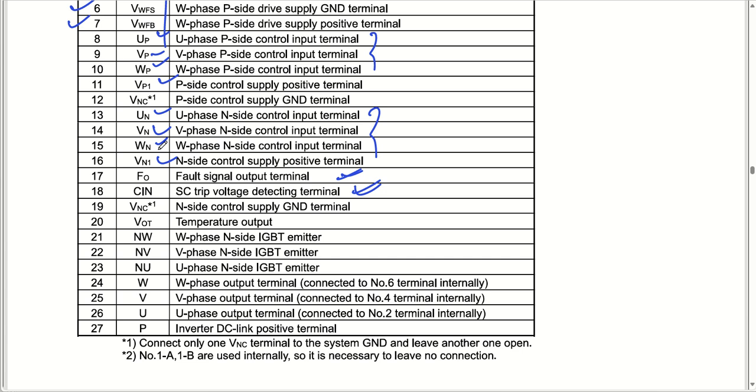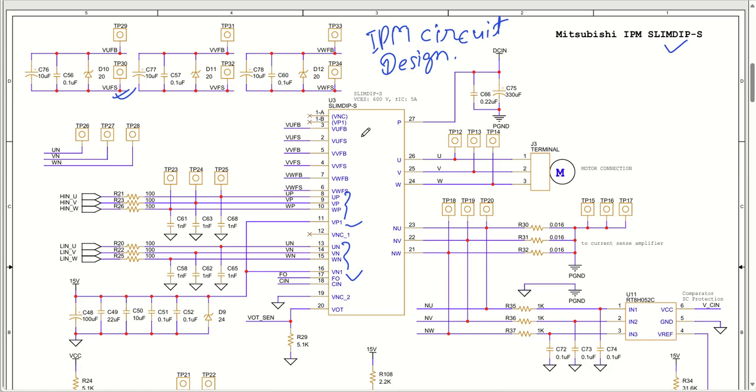We have VNC. This is one pin and there is one more pin, but only one of them has to be grounded. So you can see we connect only one VNC terminal to the system ground. We have a temperature output. You can connect it to your ADC pin so that you can see what the temperature of your IGBT is.